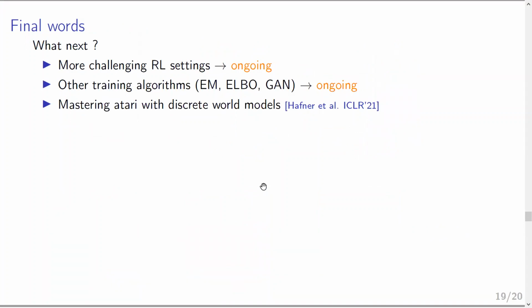Some final words. The work I described, we only tried it on toy problems. We would like to expand that to more challenging problems, using maybe real data in the medical domain or in robotics. We would like to try other training algorithms. There is a paper that is very related, in which they don't take causality into account, and we would like to add causality to this paper and see what happens.